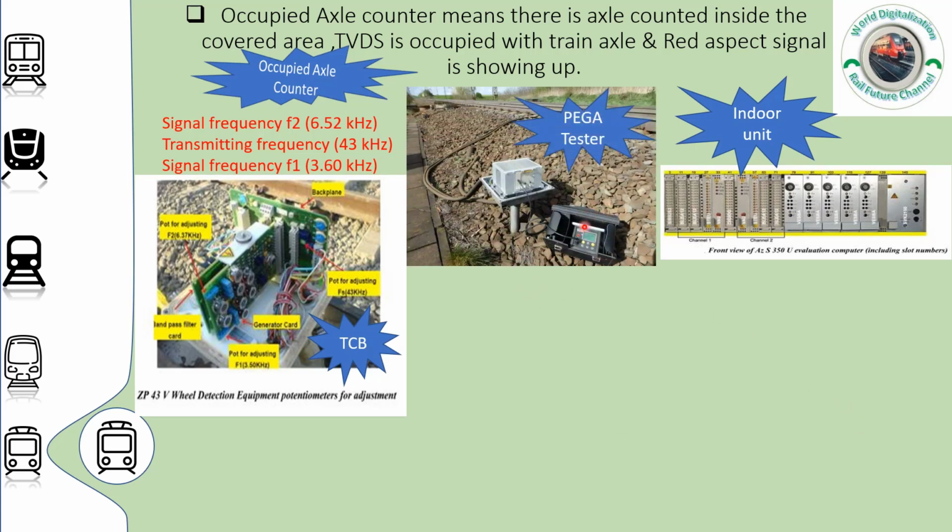We have this device called Bega tester or Bega device. With this device we can test and commission all voltages and frequencies inside the TCB by connecting this Bega device and reading all the frequencies, inserting the amount we need, and we can adjust from the potentiometers the frequencies F1, F2 and Fs.